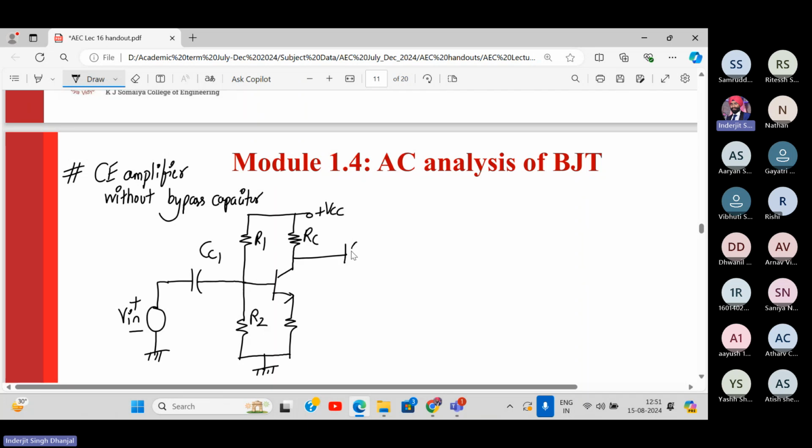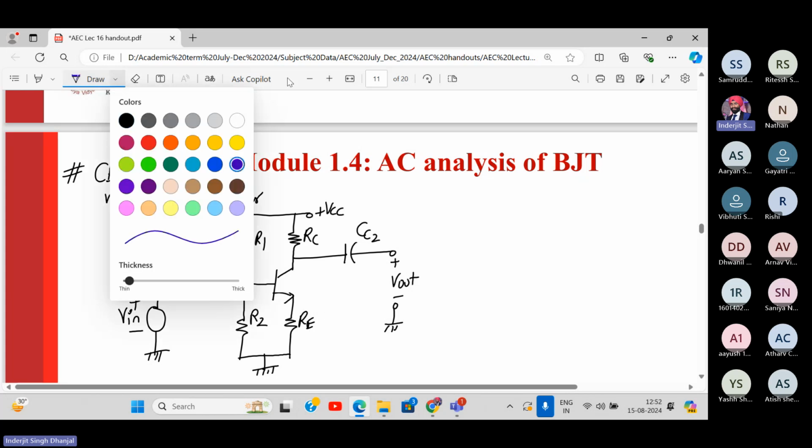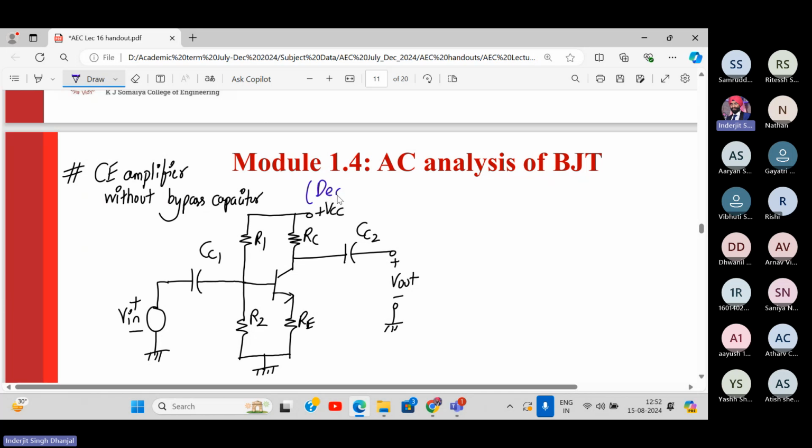Here we have my output coupling capacitor. Let's say Vout is also not there, and RL is not present, so we have only Vout. Here RE. So this CE which was connected over here is missing. This configuration is also called degenerated common emitter amplifier.